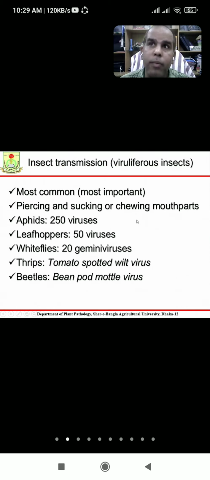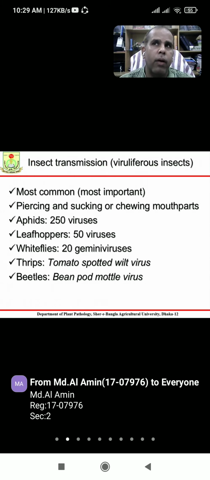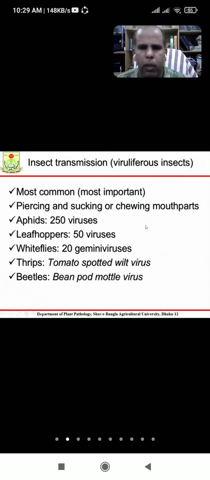And what type of insect basically transmits the plant viruses? I already mentioned three insects named aphids, whitefly, and green leafhopper. Their mouth parts should be the piercing, sucking, and chewing type, not the biting type.